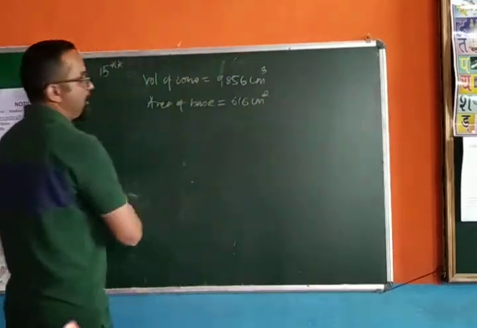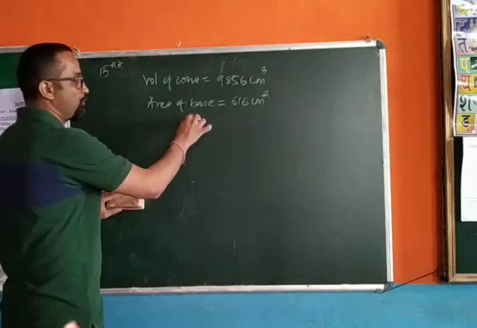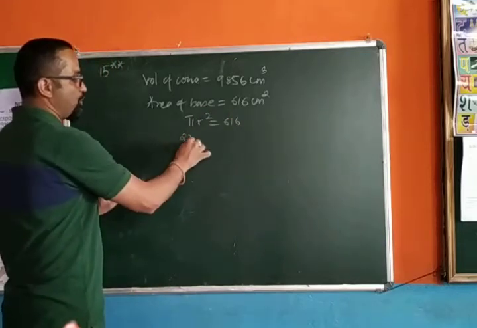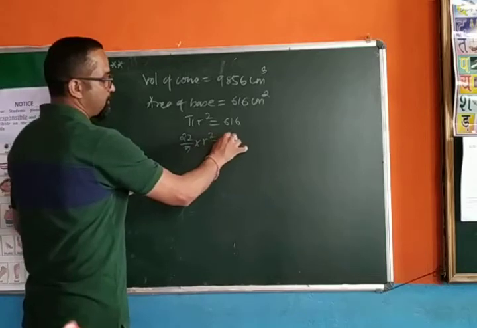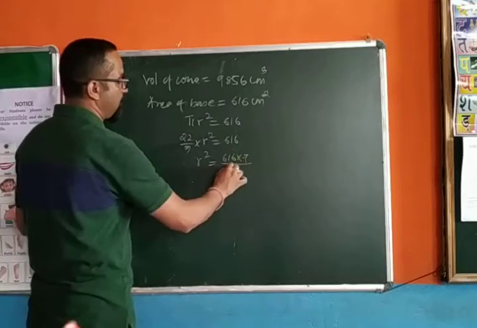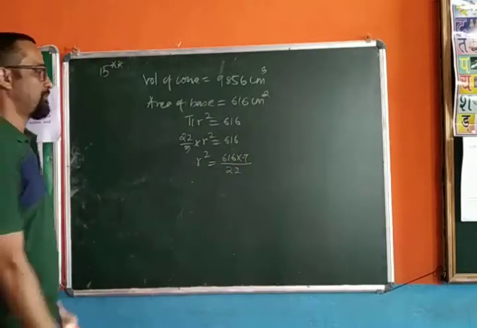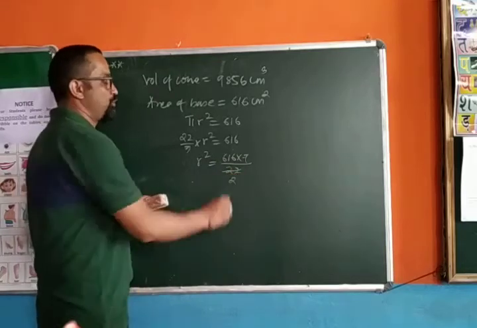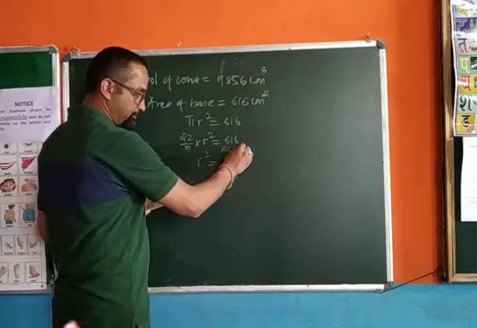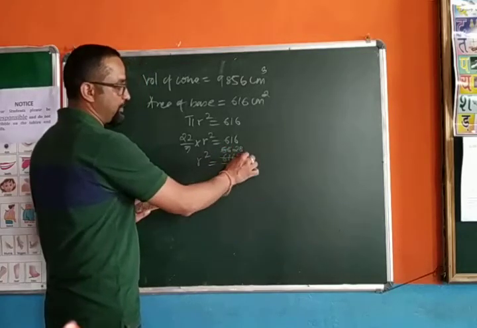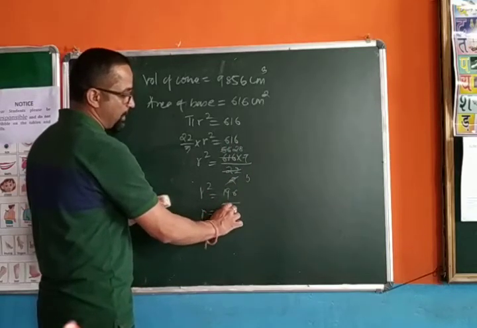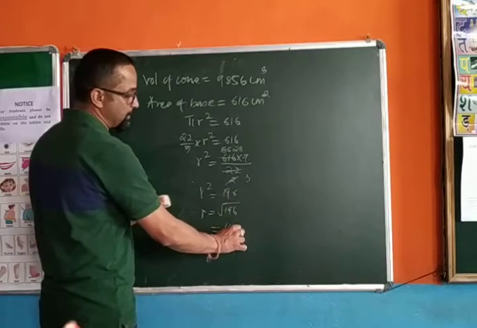So area of base, which is in the form of a circle, so we write pi r square equals 616. 22/7 r square equals 616, so r square equals 616 into 7 divided by 22. Cancel it. 11 2 times 22, 11 5 times 55, 11 6 times 66, so 28. R square equals 7 into 8 is 56, 196. R equals root under 196, square root of 196 is 14 centimeter.